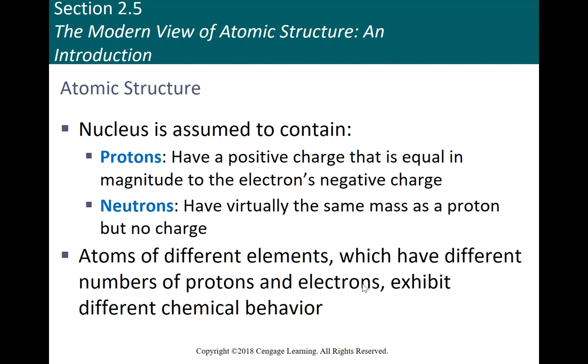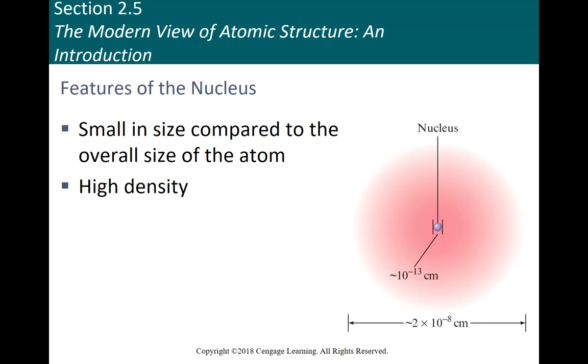We know the protons and the neutrons reside in the nucleus, and we know that how many protons, how many electrons, and the location of those electrons, as well as how many neutrons, can actually change how an atom responds in different situations. So the nucleus is very small compared to the rest of the atom. The nucleus is very dense as well. Those protons and neutrons are packed in there very tightly.